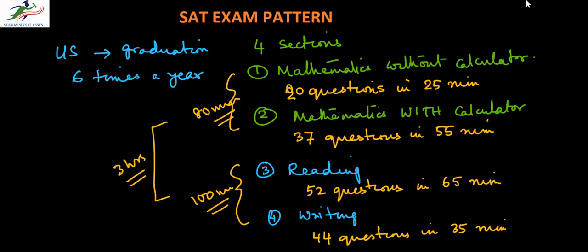Now, these 4 are the compulsory sections. That means everyone has to take all these 4 sections if they are appearing for SAT. In addition to that, there is also another section which is the essay section. This is optional, and this is preferred by some universities. So this section has 50 minutes in which you have to write an essay on a topic given.